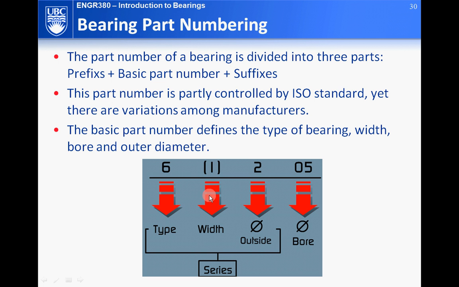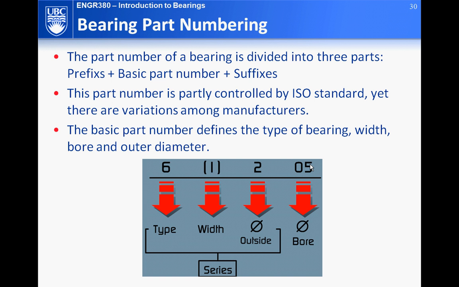This one here could be there, could be not. In the bracket, meaning you may not have these digits. That's the digits called width series, so how wide the bearing is. And these digits here show you the outside diameter, the outer diameter series, so how tall the bearing is. The last two digits tell you the bore size, the inner ring bore size of the bearing.